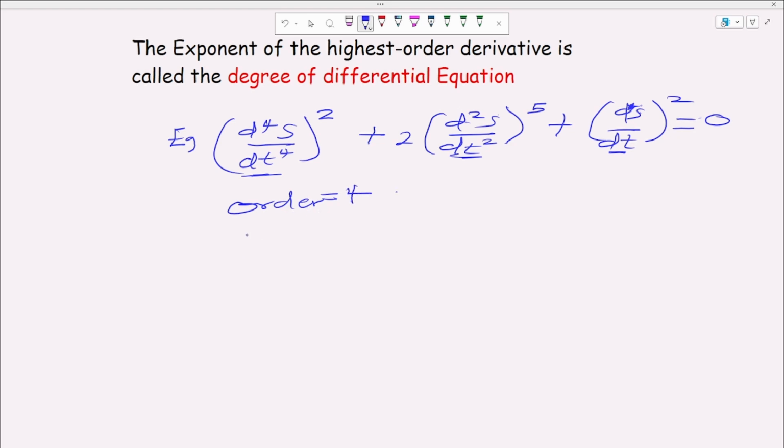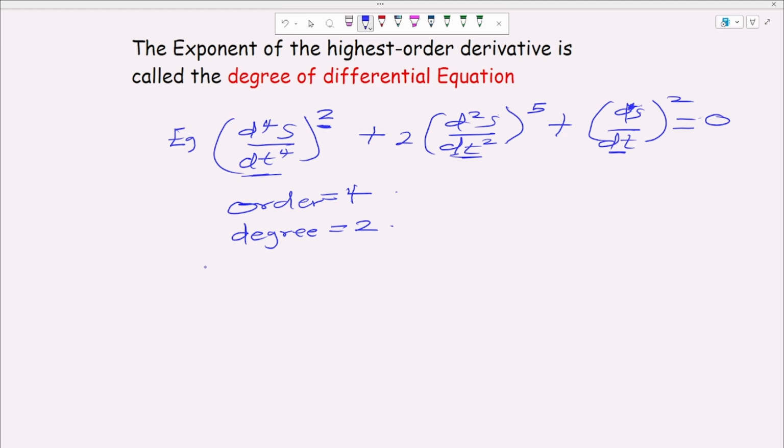Now, we also talk about the degree. The degree is the exponent of the highest order derivative. So the exponent is what? 2. So the degree is 2. But also note something here.